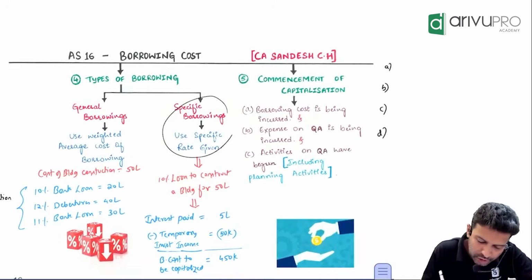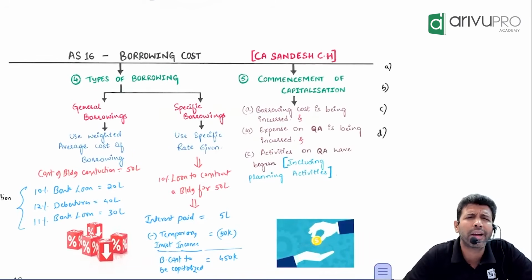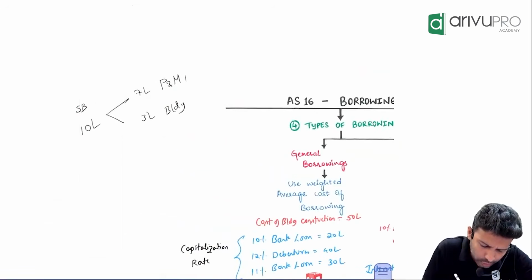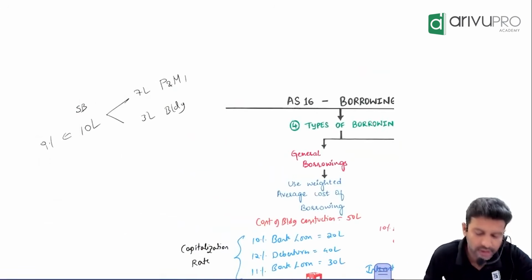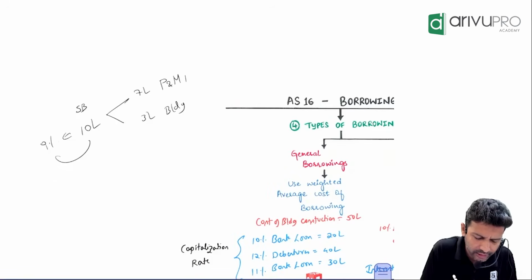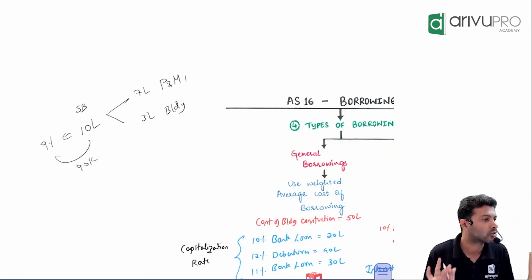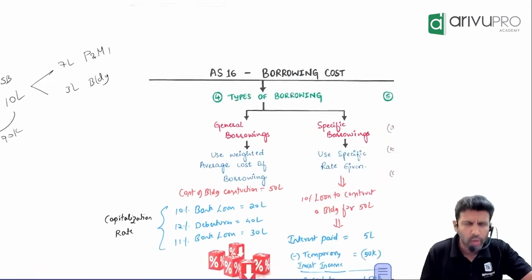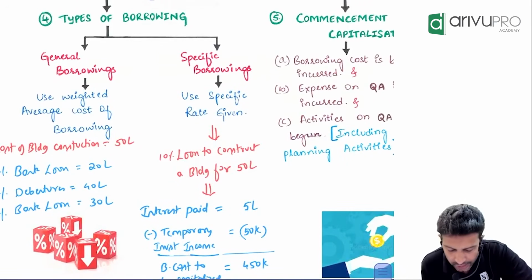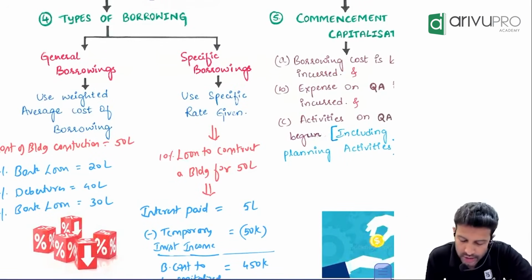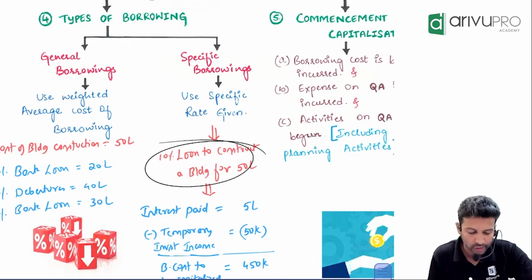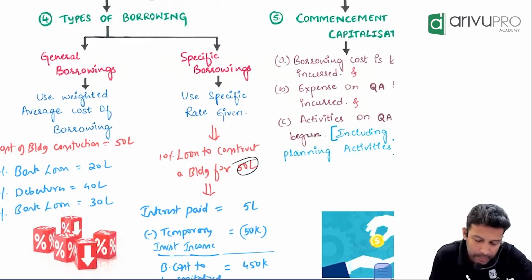Now, with respect to specific borrowing, there is no headache. Why no headache? Because you have multiple loans or only one loan? One loan. Suppose this loan carries an interest rate of 9%. That means what, sir? 9% of 10 lakh is how much? 90,000. Clear? Let's take this example for simplicity. You have taken a 10% loan to construct a building for 50 lakh rupees. How much interest will you have to pay on this loan? 10% of 50 lakh. How much is that?